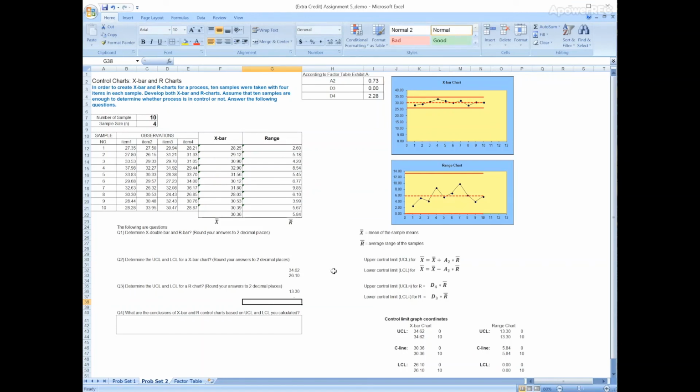Now that we have all the required values, we can construct the X bar and R charts. So what are the conclusions of the X bar and R control charts based on the UCL and LCL you calculated? These diagrams represent the X bar and R charts for this problem. The upper and lower control limits for the two charts are depicted as red lines, and the dotted red line for each diagram shows the X double bar and R bar value, or the center line for each chart respectively, showing the average of these samples.